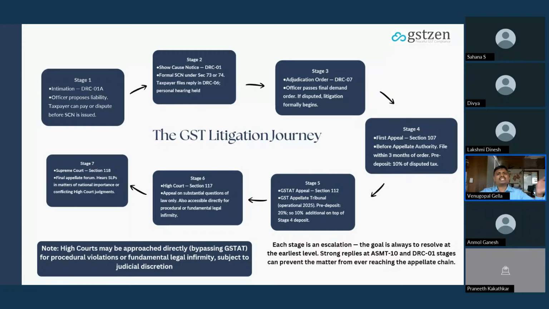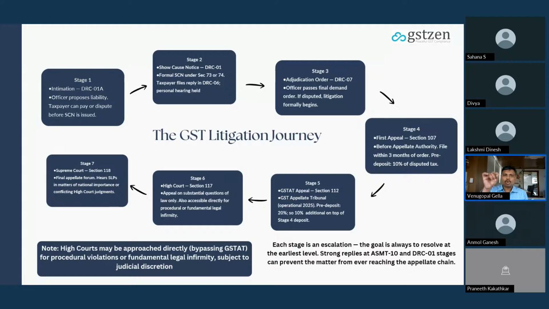It could be section 63, 64 for a best judgment assessments like 62, 63 and 64. It could have been any of that, right? So the first stage is intimation, or we can call it as pre-consultation notice DRC01A. So ASMT 10, ADT 01, ADT 02, INS 01 or DRC01A. This is your first stage where there is a dispute which is being raised before a show cause notice is being issued. So what is the second stage is actual show cause notice being issued.